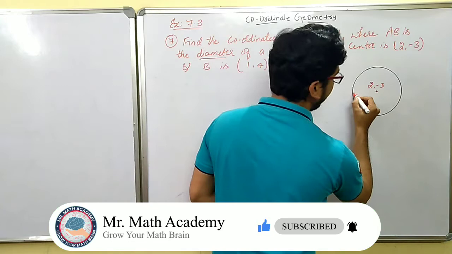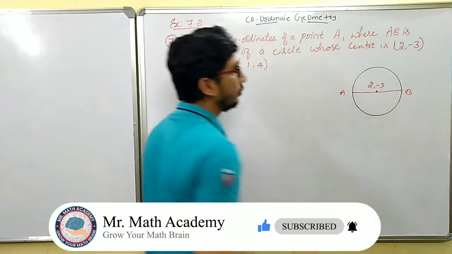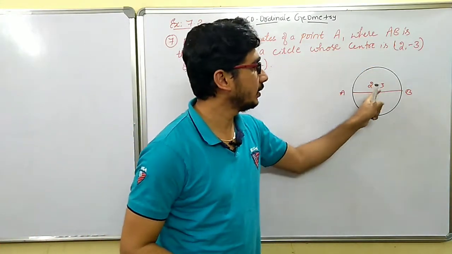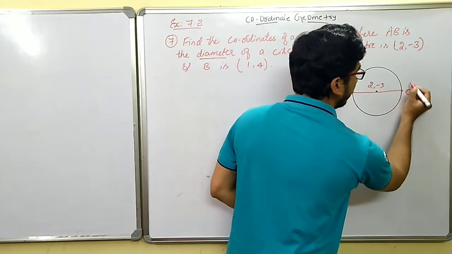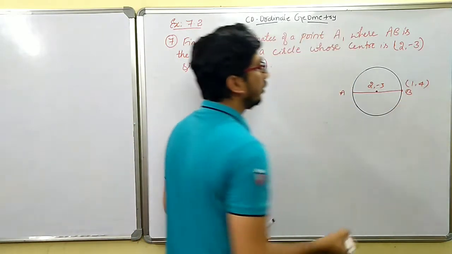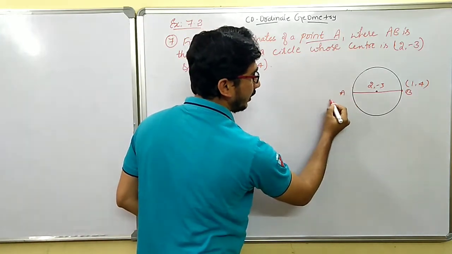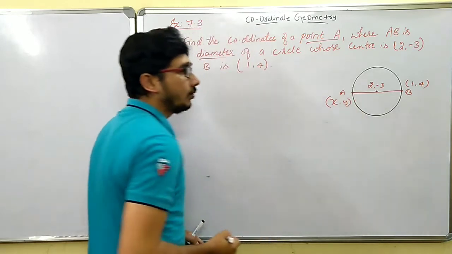So let me draw the diameter. This is B. Now, whose center is 2, minus 3 I have written. B is 1, 4. Here B is there. This is 1, 4. Now what we have to do? We have to find the point A. This point we have to find. Consider it as x, y.